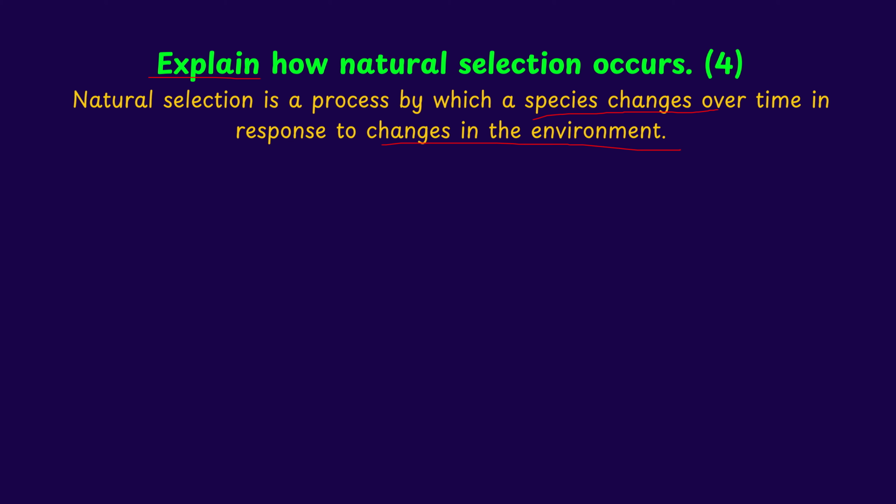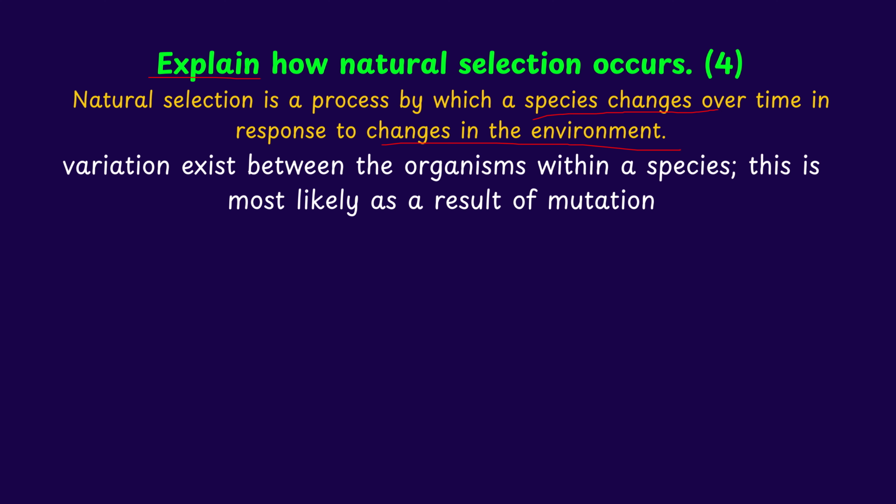All right, so point number 1 says variation exists between the organisms within a species. This is most likely as a result of mutation. All right, students, whenever you hear the word variation, you should be thinking about differences. So let us look at our species right here. We have a species of bacteria.